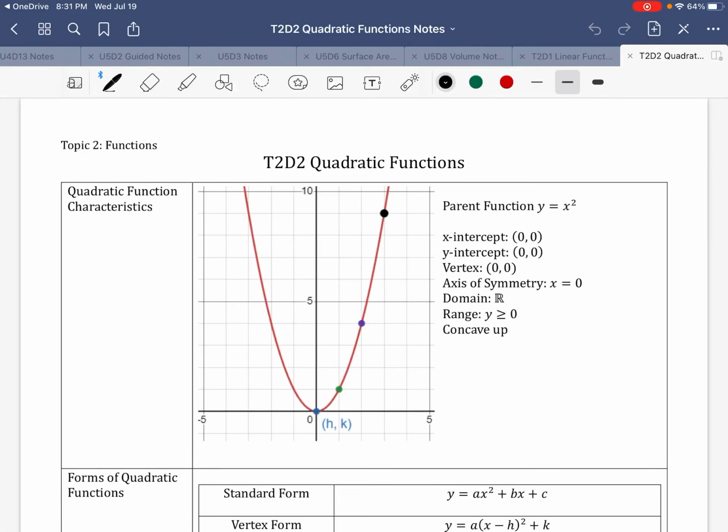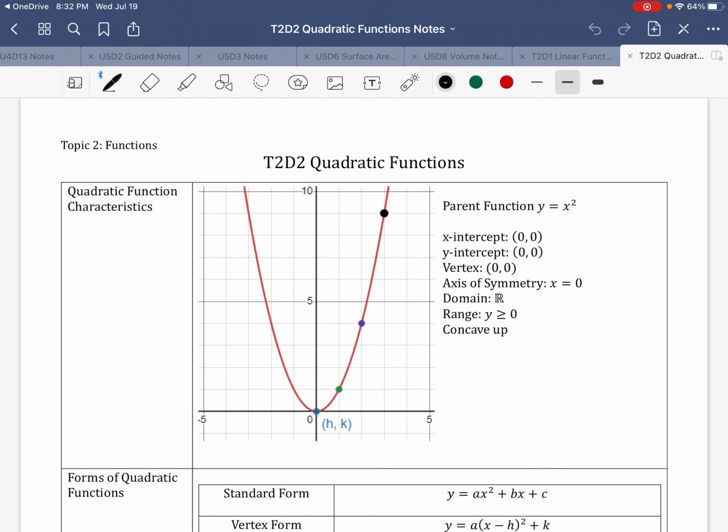Topic 2, Day 2, Quadratic Functions. So what you'll see here is a parabola, and we know that the parent function for quadratic functions is y equals x squared, where the x and y intercepts are both at (0, 0). So it crosses our x and our y intercept at that origin. Here we can also see the vertex is at the point (0, 0).